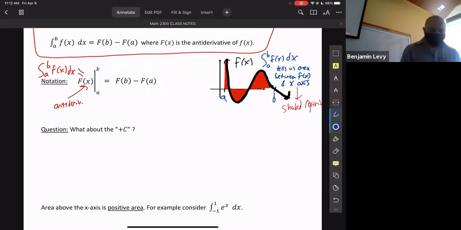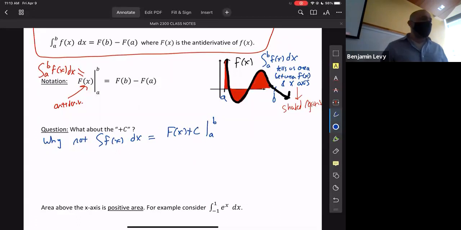So let me write down the question and maybe someone has an answer. The question is, why, when you integrate this thing, do we get this? Why is that thing up there? Where did the plus C go? Any ideas about that?